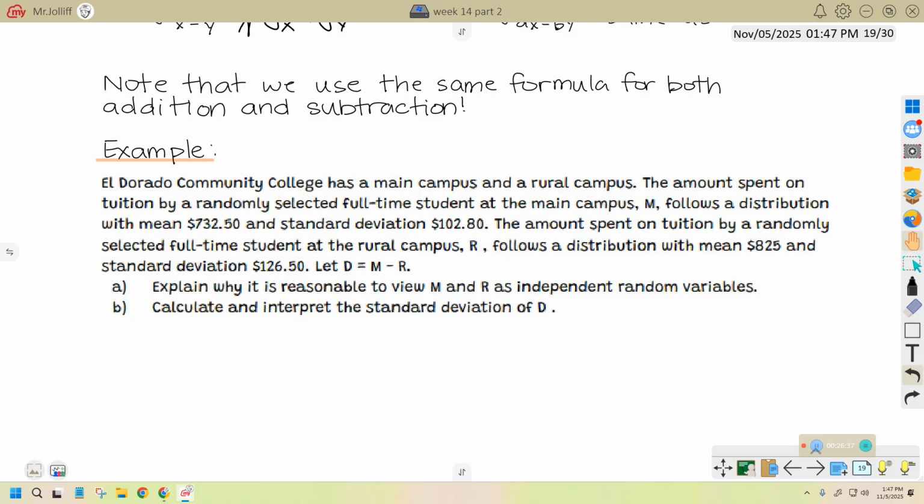Do we have any ideas on why they might be independent? On different campuses, and different students. Good. All right, volunteers, who wants to share why these are independent?